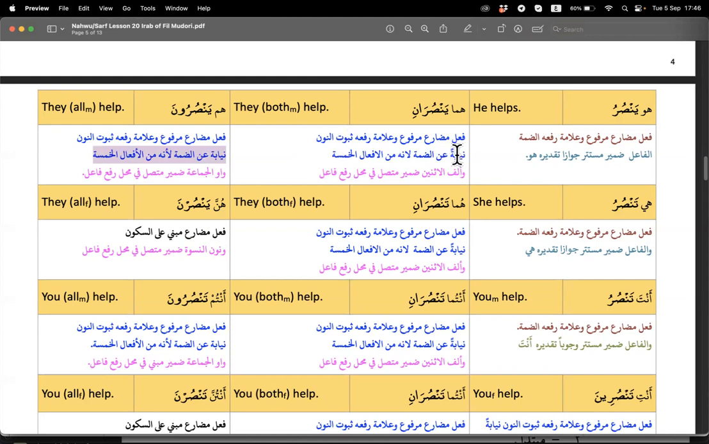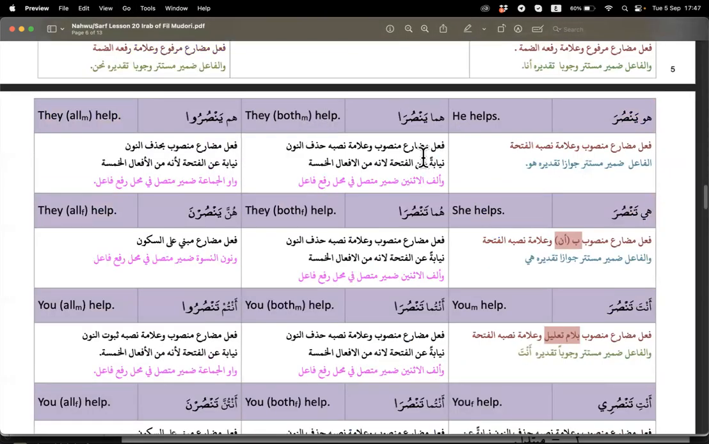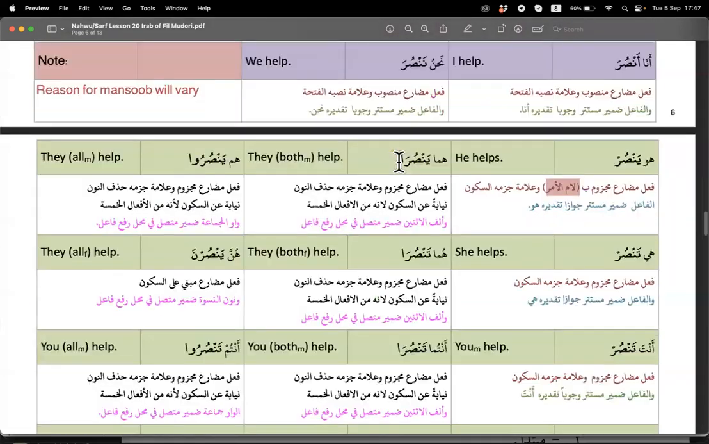But you use this only when the sign is not default, right? Subutun nun is obviously not the default sign. The default sign is dhamma. Same thing for fathah. So you can say niyabatan anil fathah for mansub. And same thing for jazm, niyabatan anis sukun, because the default sign for jazm is as-sukun.